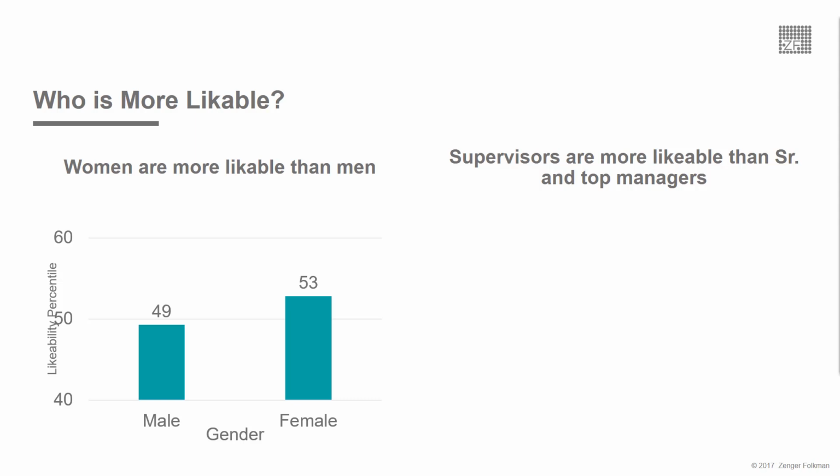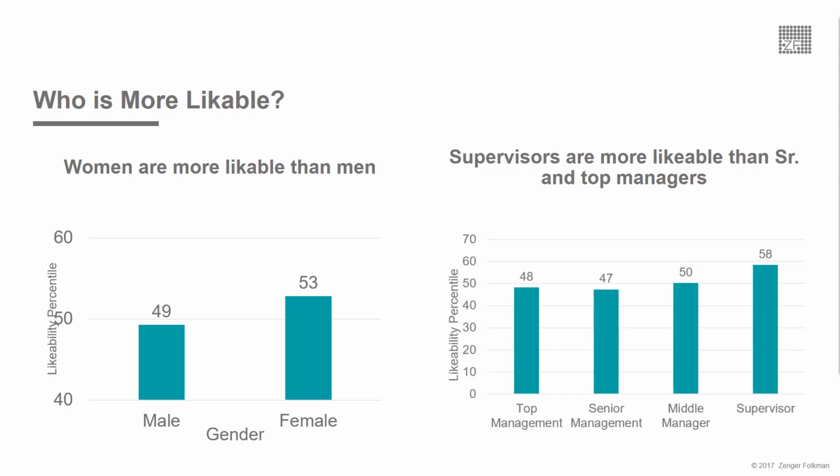Who's more likable? Senior leaders or supervisors? You often hear about the grumpy supervisor, don't you? But it turns out the supervisors are at the 58th percentile, and senior leaders and top managers are at the 47th or 48th percentile. Jack, any idea why that is, that we become less likable as you move up in the organization? Being the CEO, you might have some insight into this.